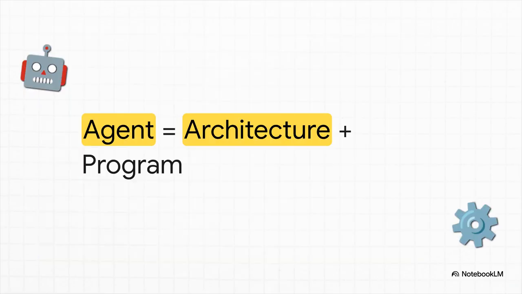And really, you can break any agent down into this super simple formula. You've got the architecture, that's the physical stuff, the hardware, the body, and then you've got the program, and that's the brain, the code, the part that actually makes the decisions. And as people who build AI, our entire job is to create that program, that brain.